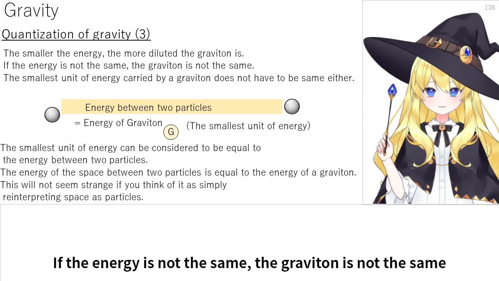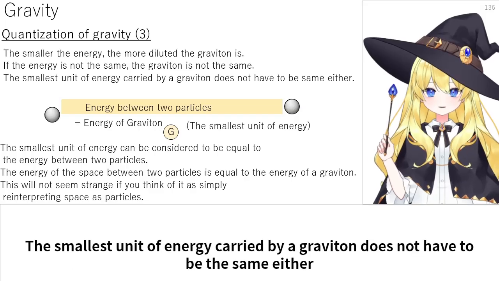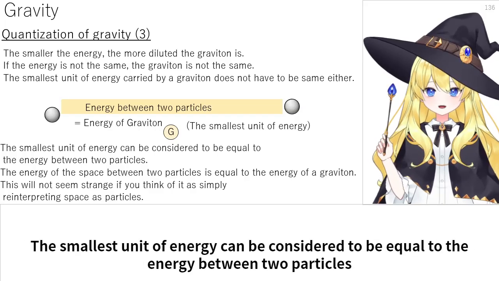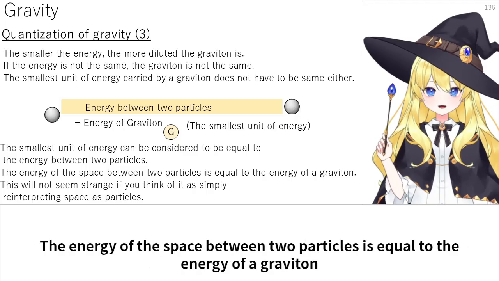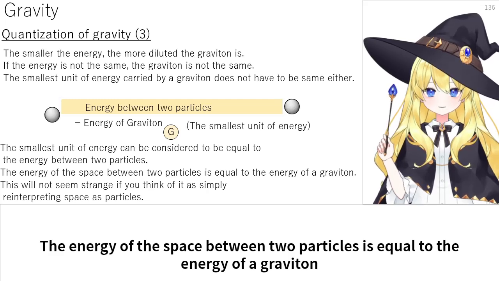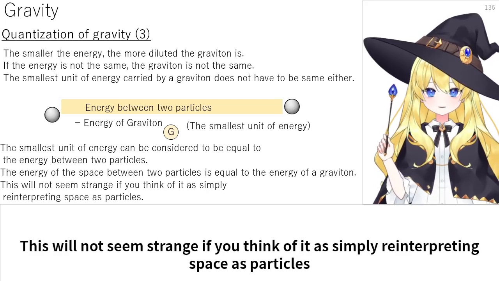If the energy is not the same, the graviton is not the same. The smallest unit of energy carried by a graviton does not have to be the same either. The smallest unit of energy can be considered to be equal to the energy between 2 particles. The energy of the space between 2 particles is equal to the energy of a graviton. This will not seem strange if you think of it as simply reinterpreting space as particles.